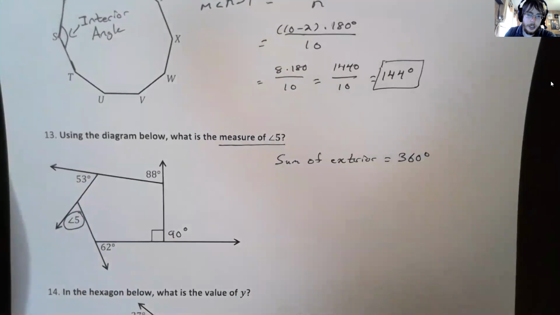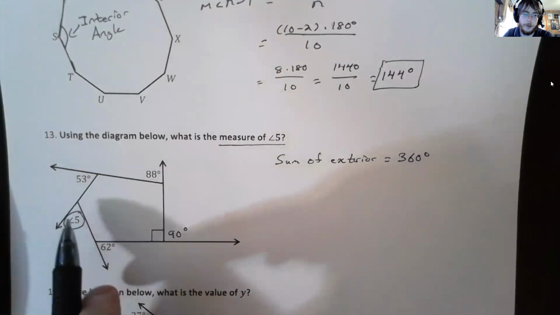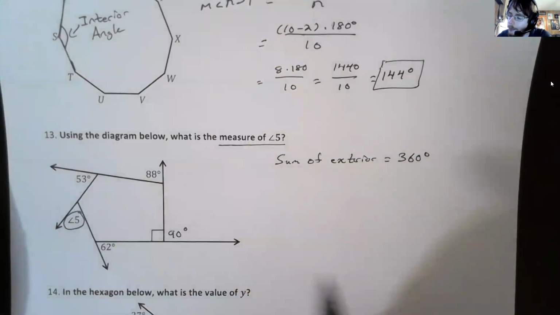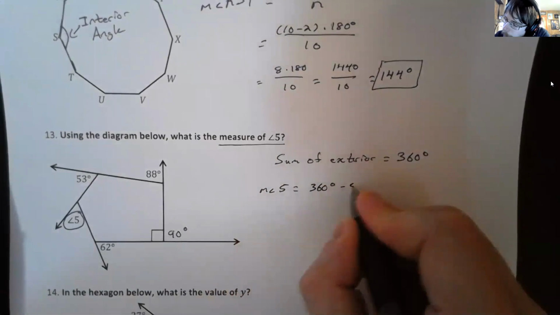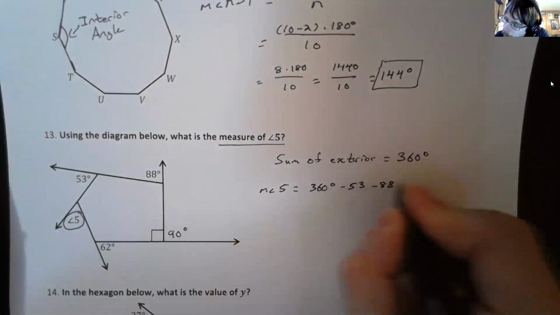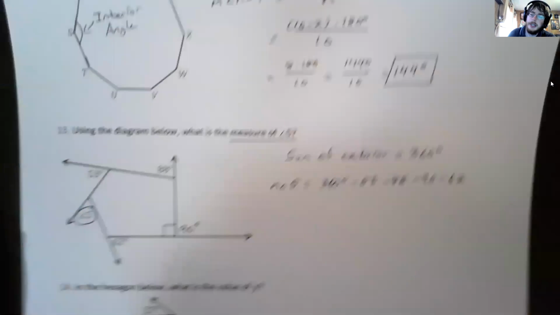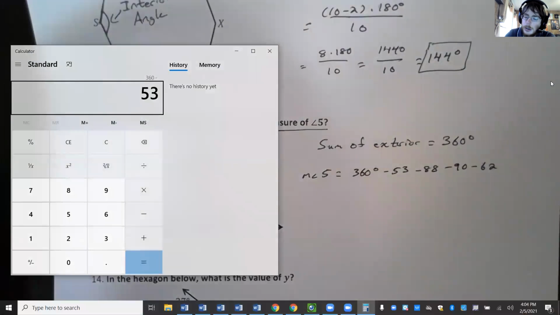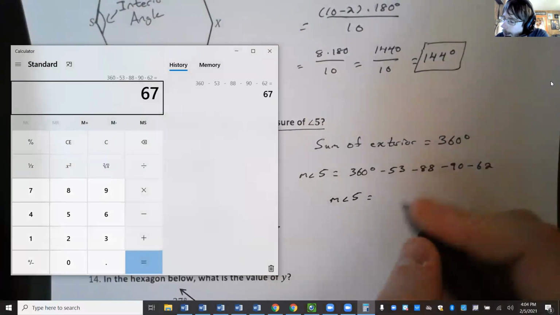So the sum of the exterior angles has to equal 360. So we know that angle 5 would be equal to 360 minus the sum of the rest of these. So the measure of angle 5 would be 360 minus 53 minus 88 minus 90 minus 62. And if we type that in our calculator, we get 67 degrees for the measure of angle 5.